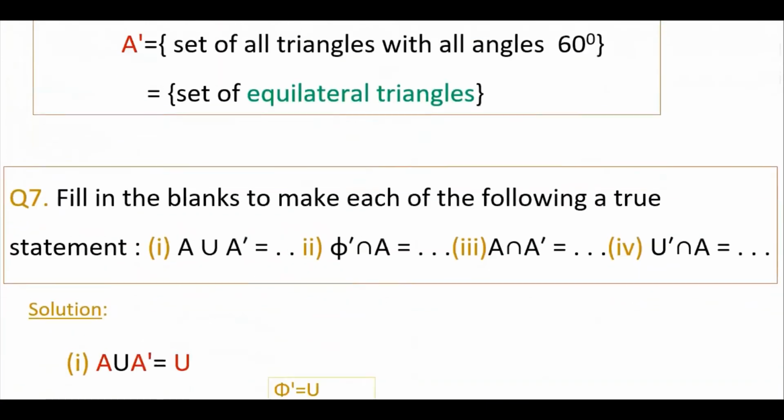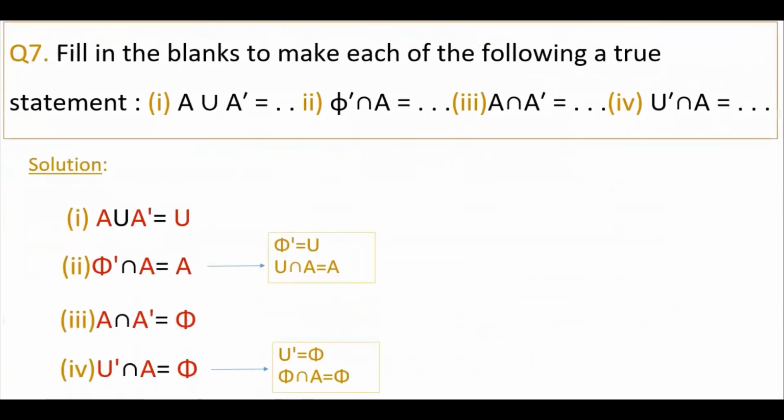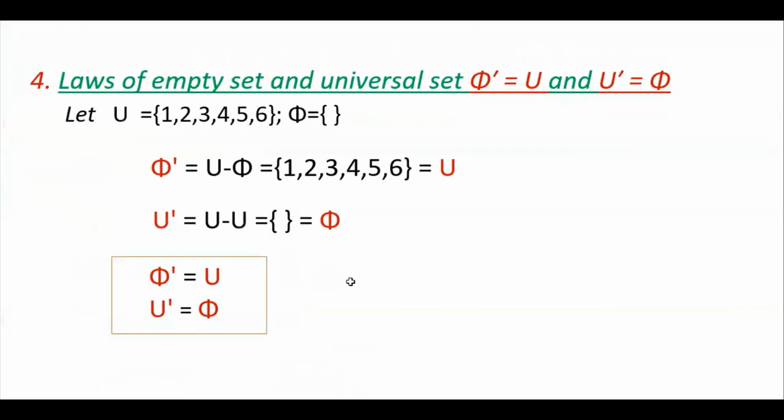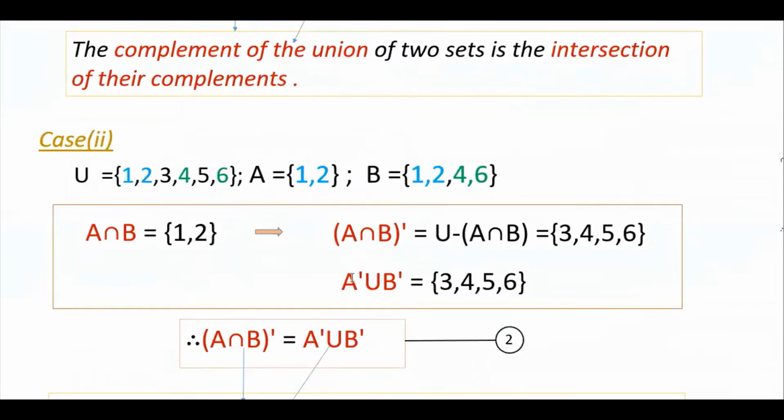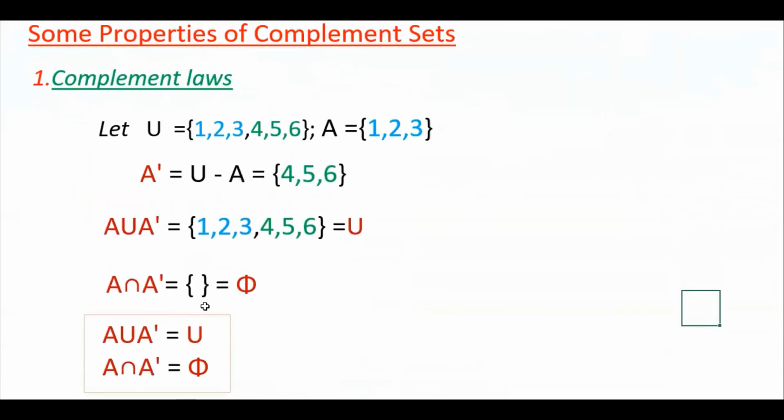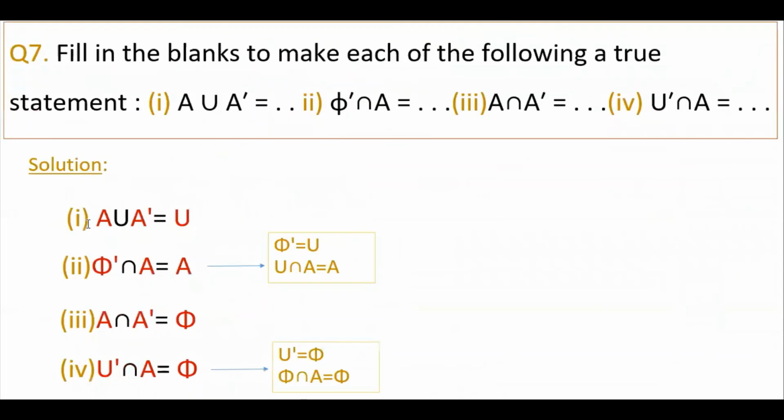And this is the seventh one. Fill in the blanks to make each of the following a true statement. The first one is A union the complement of A. That is equal to the universal set. If you see the properties of this complement set, here you can see from this example. So here A union the complement of A is equal to the universal set. So directly you can write this one.